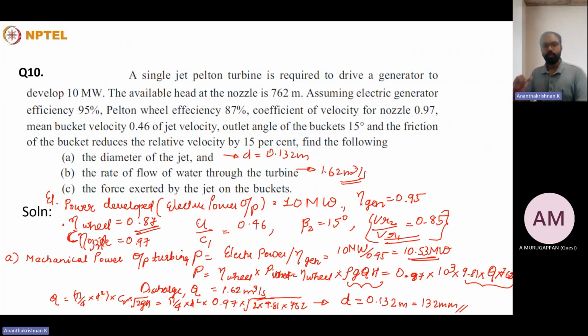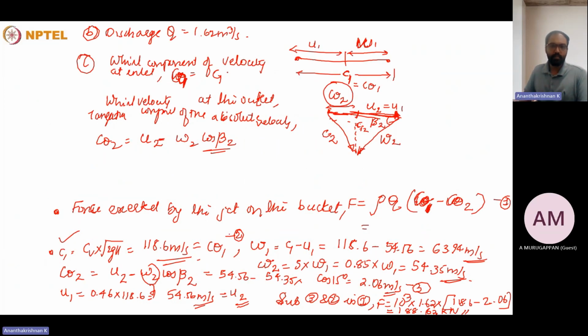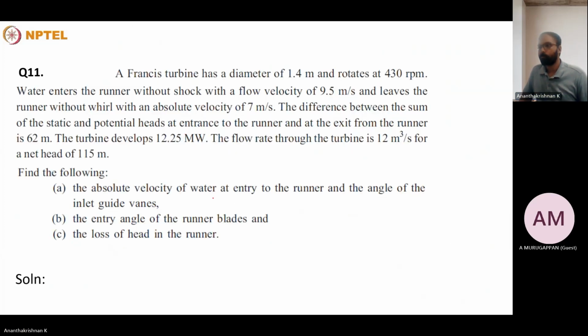So using that analysis, we have determined the force exerted by the water on the bucket, and it is same as that of the force exerted by the bucket on the liquid as well. That's why we have used this analogy and we have determined the value. Look into the next problem.